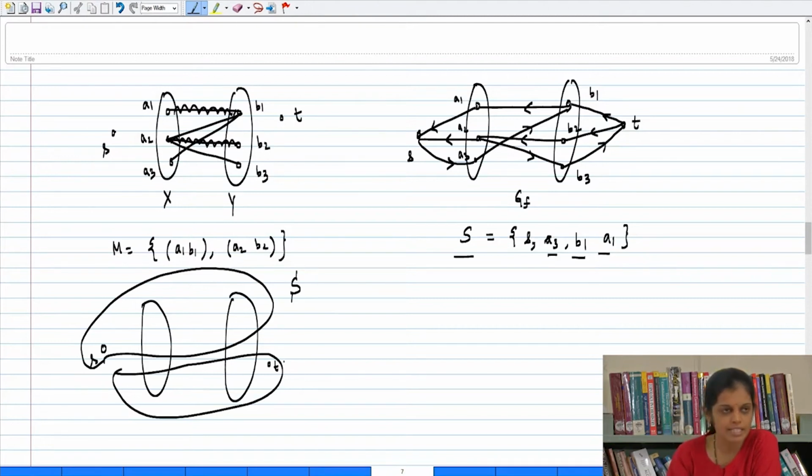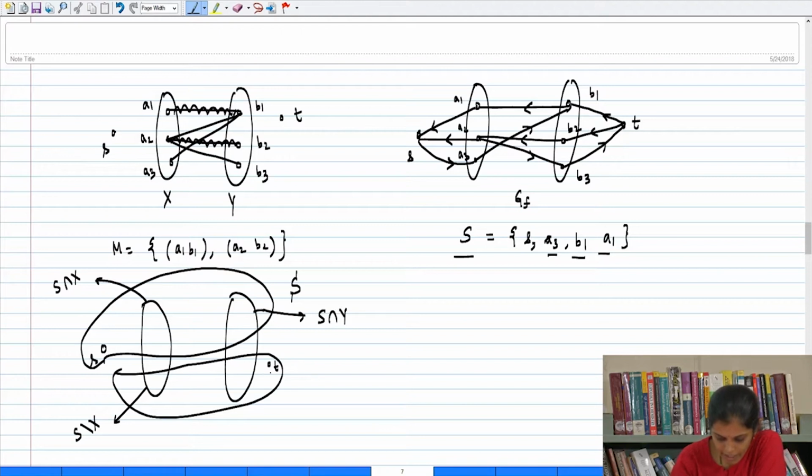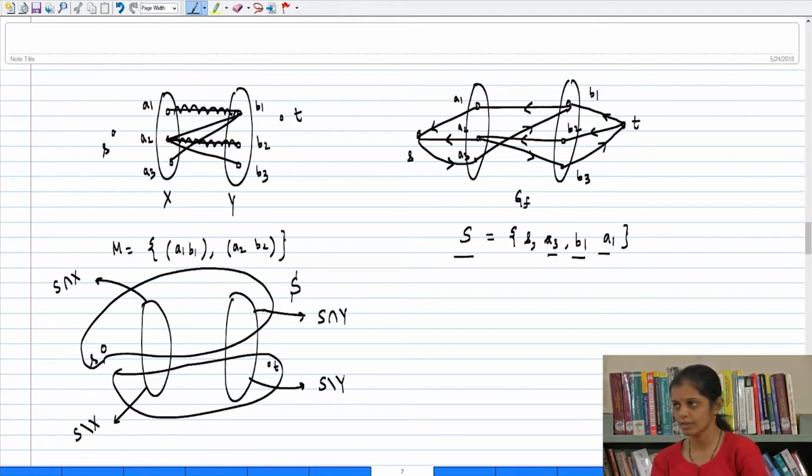So let us observe these sets and make some observations about this. We will call this part of the graph S intersection X, this part S minus X, this part S intersection Y, and this part S minus Y. These are exactly what they are: S intersection X is this, S minus X is this, and so on.